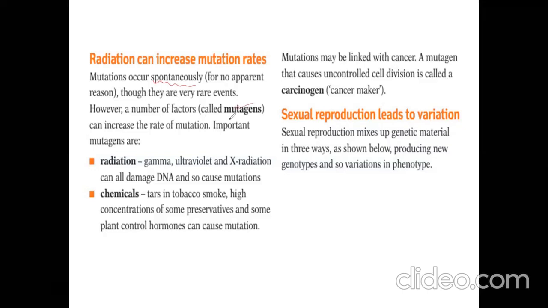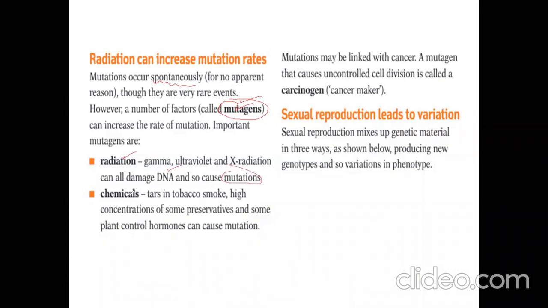However, a number of factors, called mutagens, can increase the rate of mutation. Agents that cause mutation, the possible causes of mutation, are called what? Mutagens. So a mutagen is an agent that causes mutation. Important mutagens: we have radiation that can damage your DNA. Gamma, ultraviolet, and X-ray radiation can damage your DNA and cause mutation.